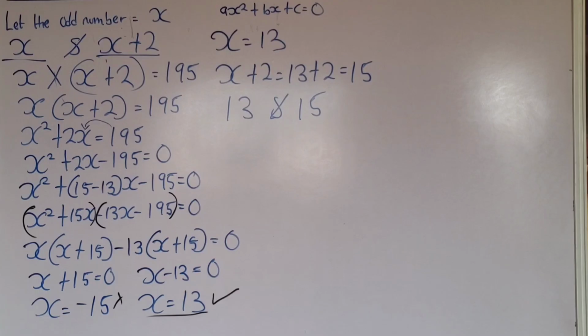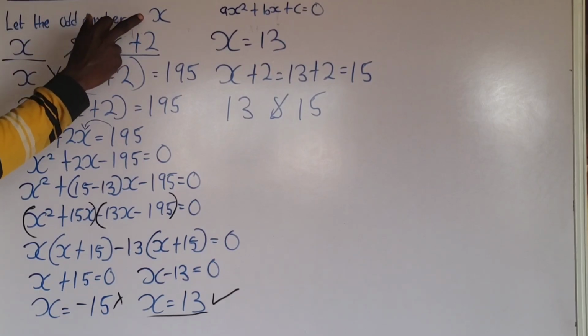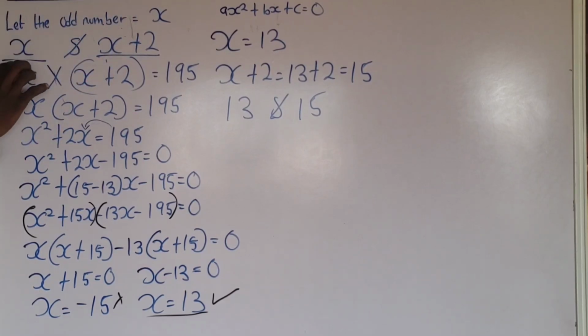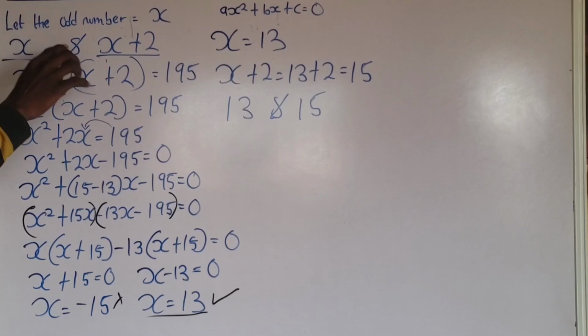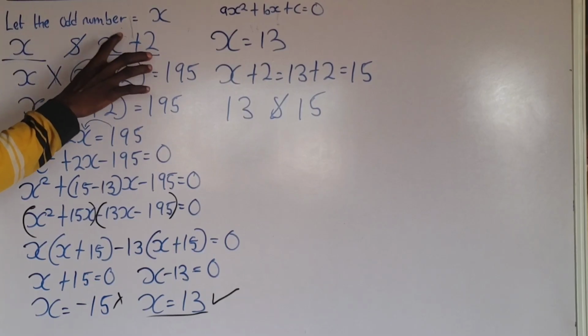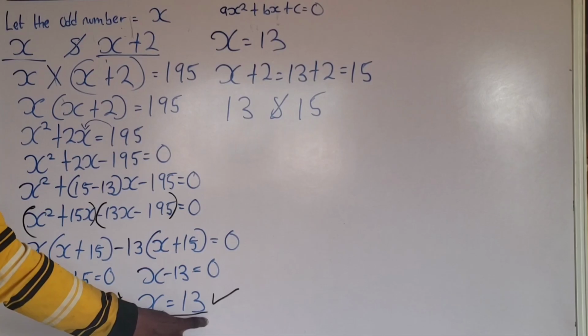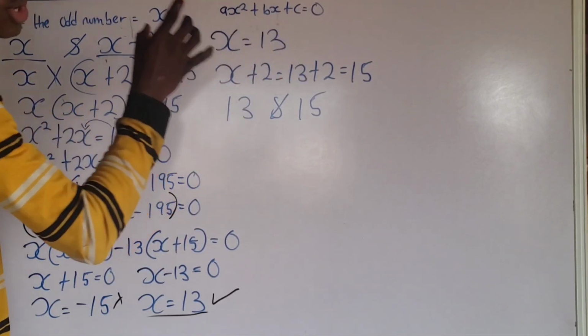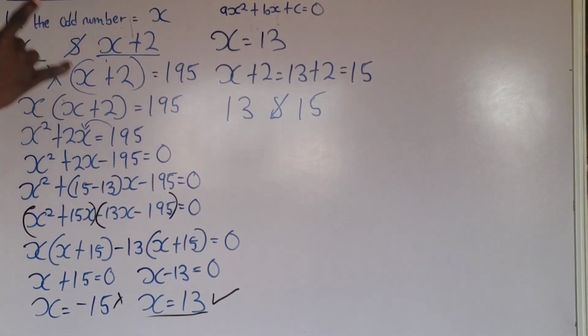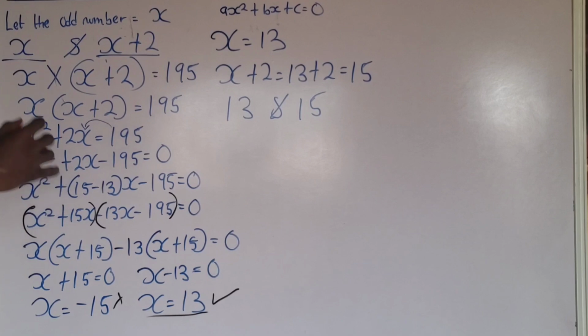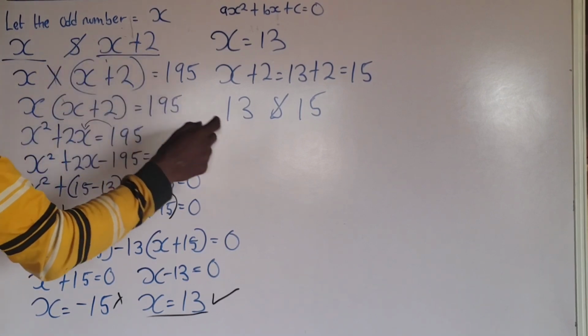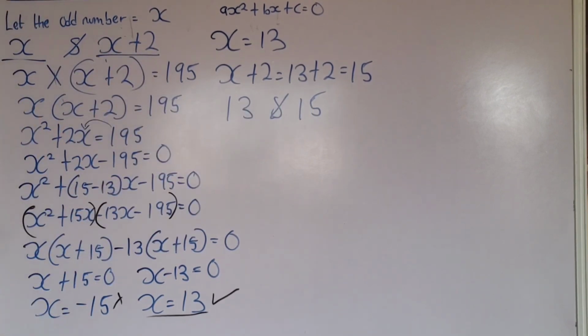When I started this solving, I said let the odd number be x. So I represent the first number with x, the second number with what? x plus 2. So the first number is x. I got the value of x as 13. So the first positive odd number is 13. The second positive odd number will be x plus 2, which is 15. So that is the solution to that question.